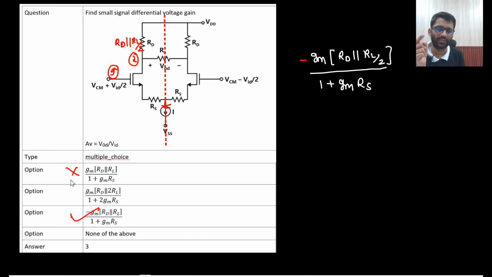So answer 3 is correct, not this one. Okay. So negative sign would be coming because if this node is going up, this node is going down and here you are calculating. If this sign was like this, then your answer would be this one. But this is not correct because our sign is positive to negative. So negative sign will come. So option C is correct. Okay. Easy.